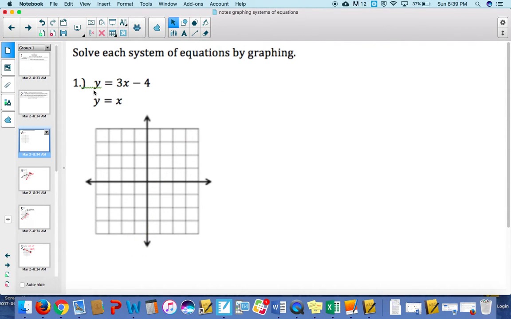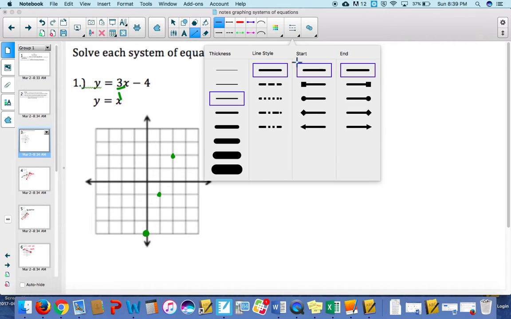Our first example, we're going to graph two lines, y equals 3x minus 4 and y equals x. Our first line has a y-intercept of negative 4, and it has a slope of 3 over 1. I go up and to the right because it is positive. We're going to graph a solid line. Go ahead and update these both here.